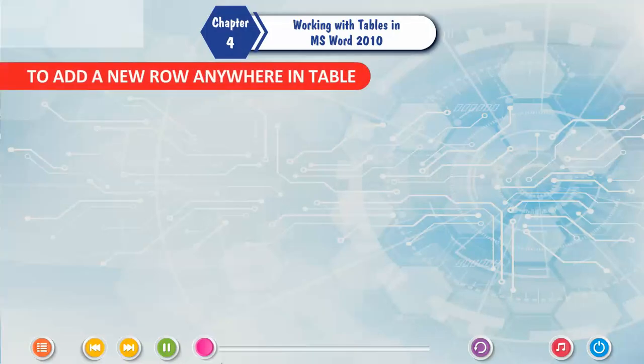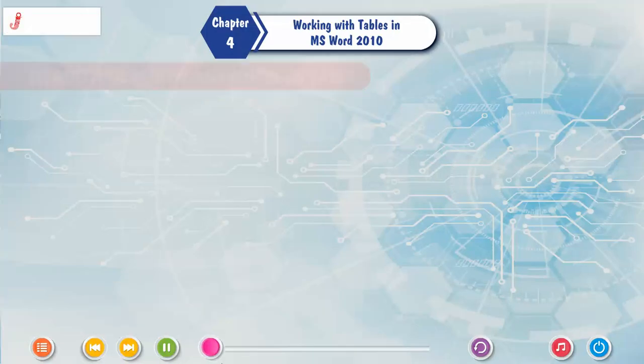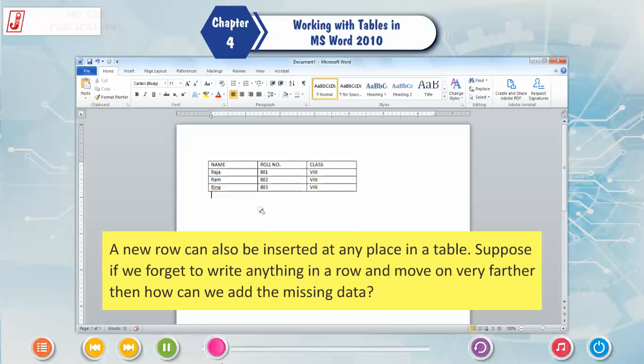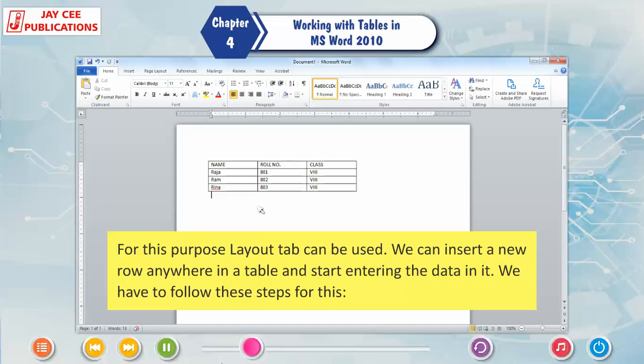To add a new row anywhere in a table. A new row can be inserted at any place in a table. Suppose we forget to write anything in a row and move on very far, then how can we add the missing data? For this purpose, the Layout tab can be used. We can insert a new row anywhere in a table and start entering the data in it. We have to follow these steps for this.